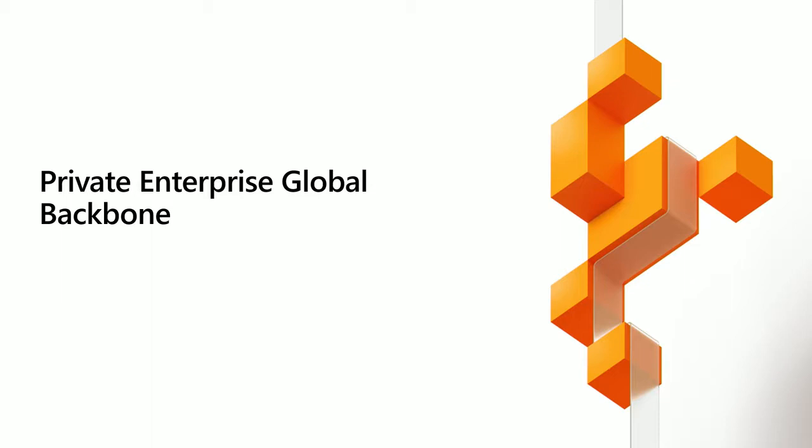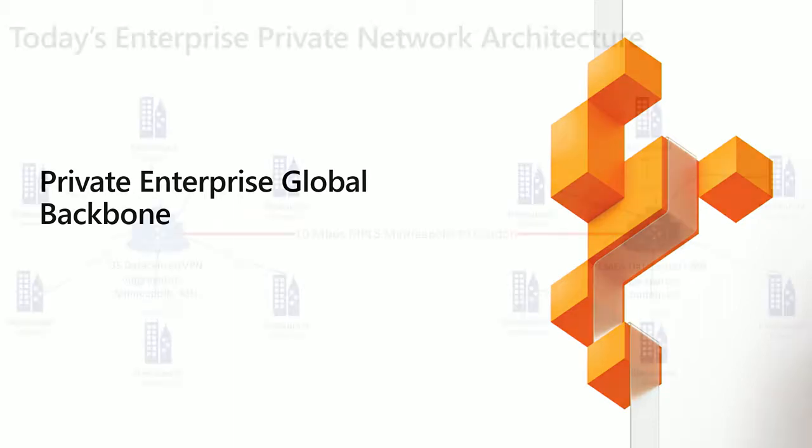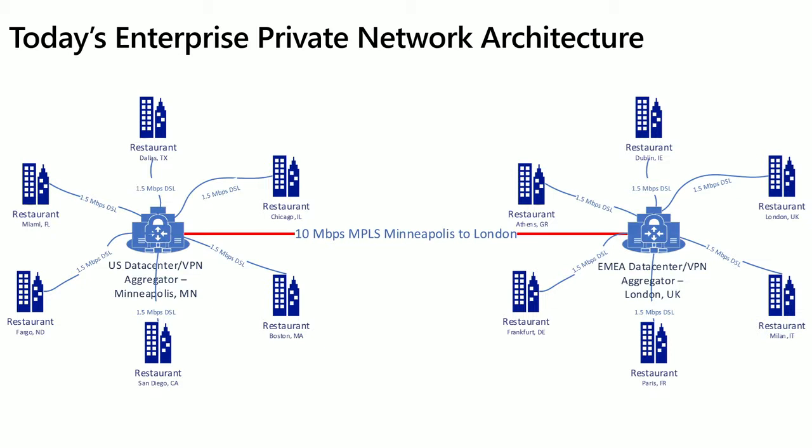And then the next section we want to talk about is the private enterprise global backbone. As we think about the private enterprise global backbone, we really want you utilizing our network. We've got 160 edge sites, as we mentioned, 54 regions, a lot of ExpressRoute locations, and each one of those is going to play a pivotal role as we're starting to design out the next generation of our networks.